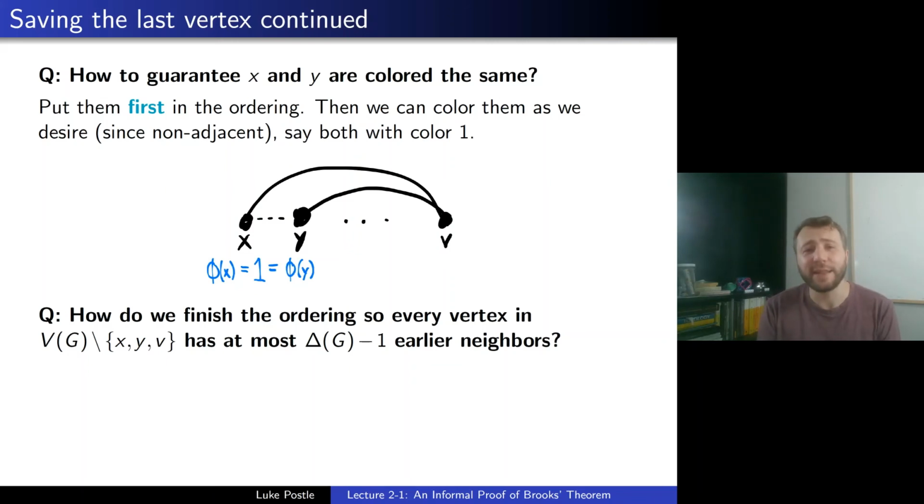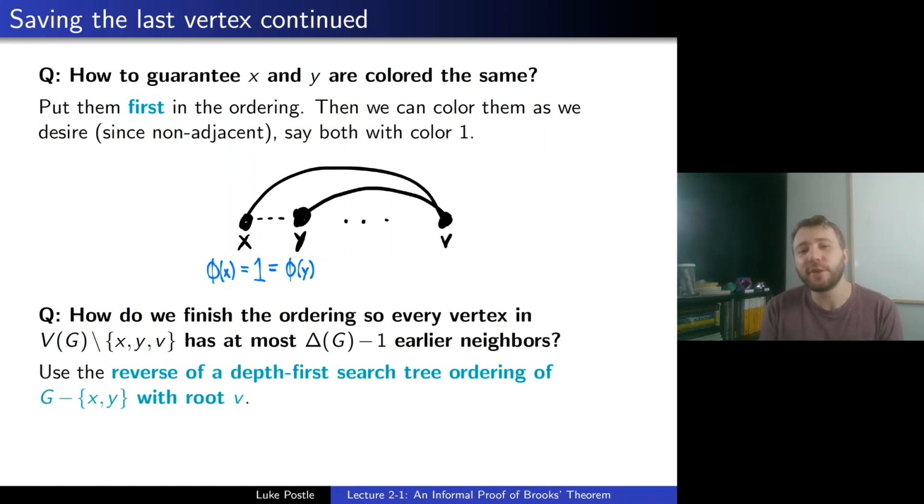Every vertex in what remains outside of v, x, and y has at most delta minus 1 earlier neighbors. So we want v to be last, x and y to be first. How do we get the rest of the ordering? Pause and think for a moment. How do you do this? Well, it's the trick we already learned. You use the reverse of a depth-first search tree ordering, but here we have to delete x and y. We've already fixed them. So we order everyone else with root v. So g minus xy with root v, we take a depth-first search tree ordering of that and we reverse it. And that will fill it out.